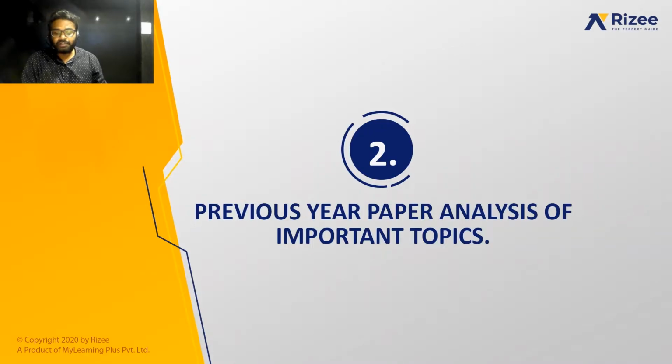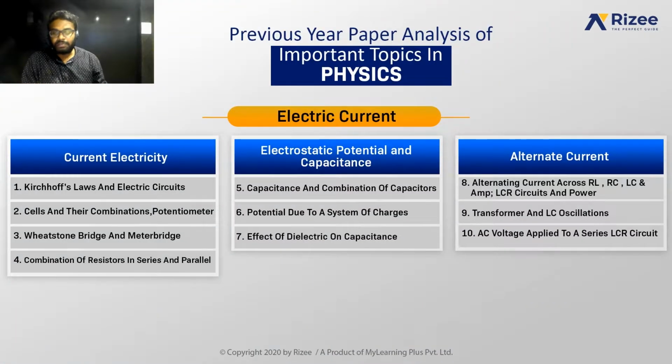Now let us look at the previous year analysis of important topics. In each subject, the chapter group has been identified and the important chapters in that particular chapter group are given here: current electricity, electrostatic potential and capacitance, and alternate current. These are the three important chapters, and 10 questions have been anticipated from this chapter group, where 4 important topics under current electricity, 3 important topics under electrostatic potential and capacitance, and 3 important topics in alternate current have been considered.